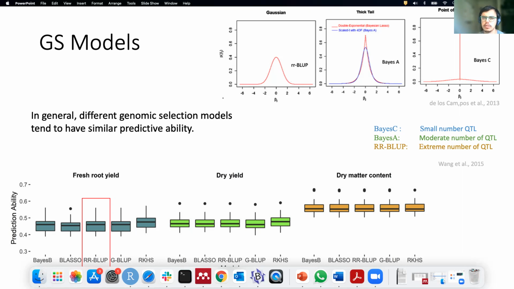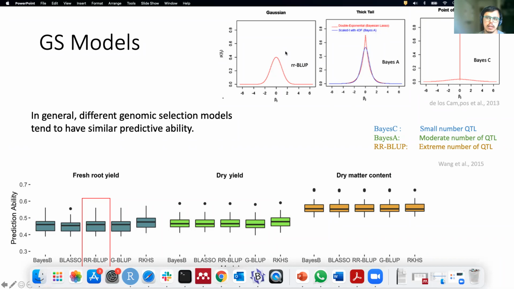But there are other traits that are controlled by a lower number of loci across the genome. And in those scenarios, Bayesian models can take care of that. So for example, if we use Bayes C, you can see here that most of the molecular markers have an effect of 0, and just a few of the molecular markers have a strong effect on the phenotype. And that works for traits that are controlled by just a couple of regions in the genome.